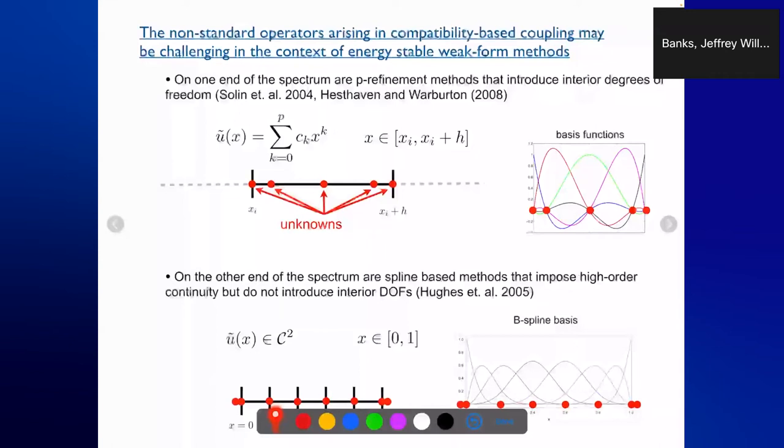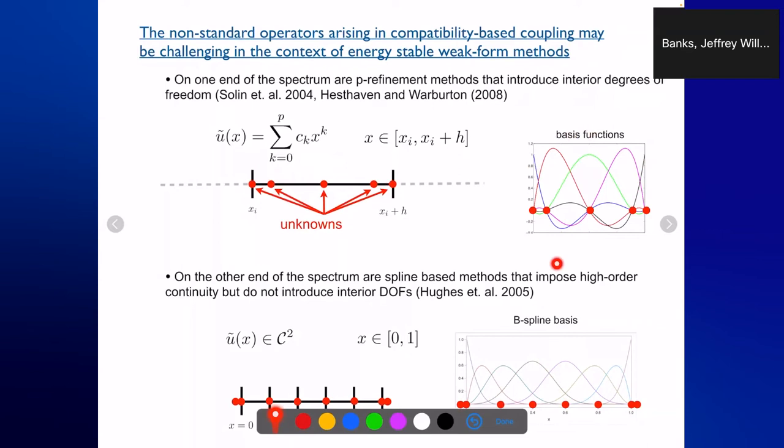If I want a higher degree polynomial, or a higher order method, I enrich the space. I get a higher degree polynomial by adding interior degrees of freedom, right? So in this case, I'm going to get 1, 2, 3, 4, 5, so I'm going to have a quartic polynomial. And then I'm going to get these basis functions, which are element-wise basis functions. They're continuous across the element, of course.